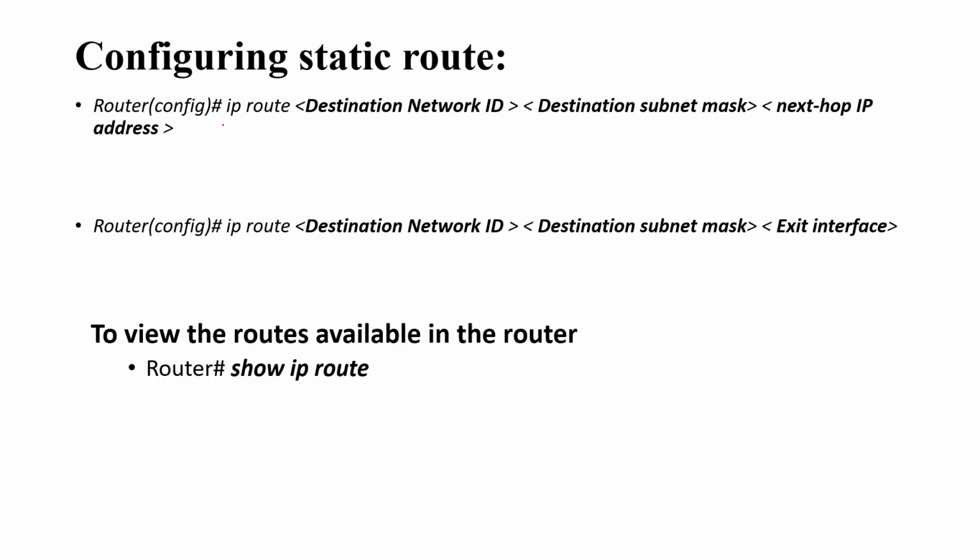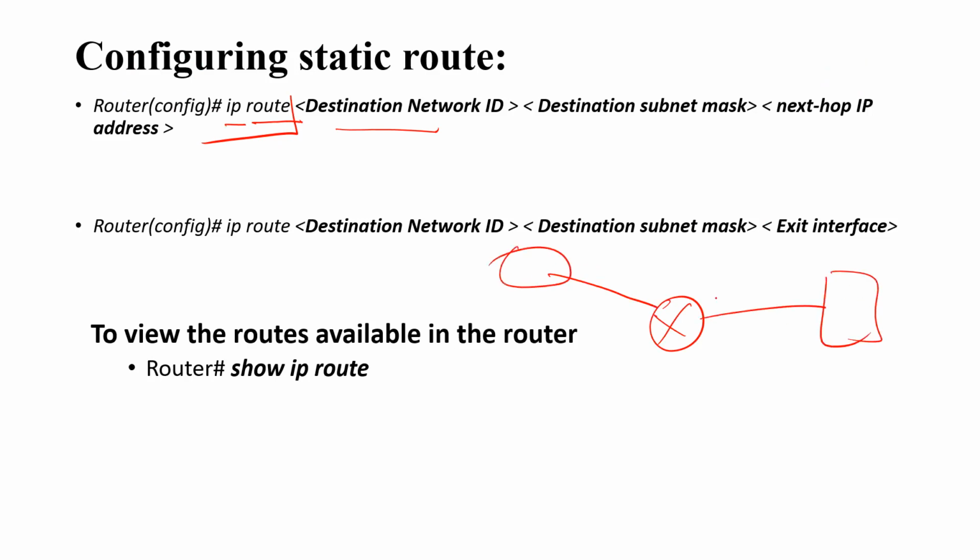So this is the command. ip route is the command, and then the destination network ID. Let me tell you an example here. Here we have one network, and it has to reach there. While configuring routes in this router, we need to be aware of the destination subnet where it is connected to, so those subnet details, the destination network ID.